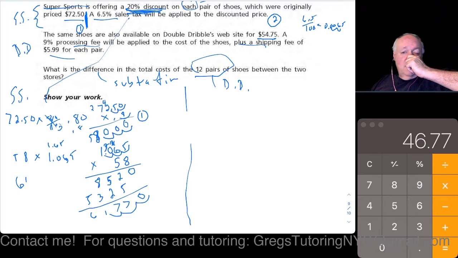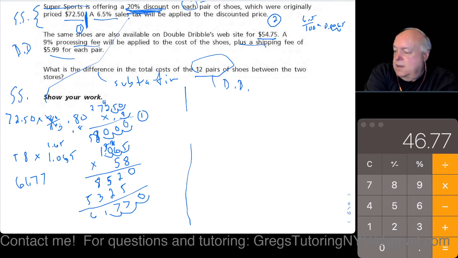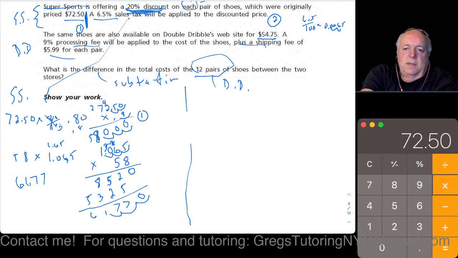61.77. Okay? All right, so at this point, what I'm going to do is just make sure I have the numbers right. And I have the calculator on the side there. So let's see what we have. We have 7250 times the 0.8. Okay, that gives the 58. So the 58 times the 1.065, and that gives me the 61.77.